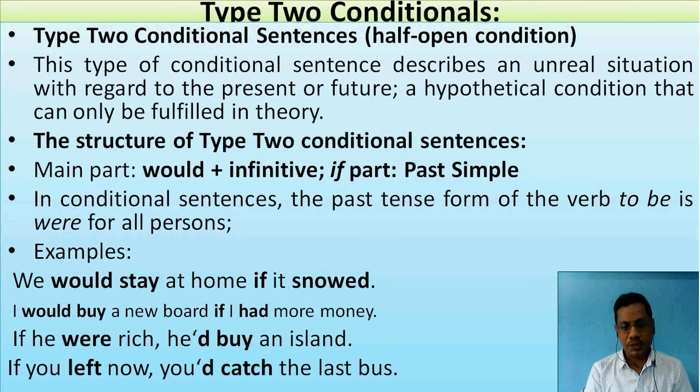In conditional sentences, the past tense form of the verb to be is were for all persons. For example, we would stay at home if it snowed. I would buy a new boat if I had more money. If he were rich, he would buy an island.